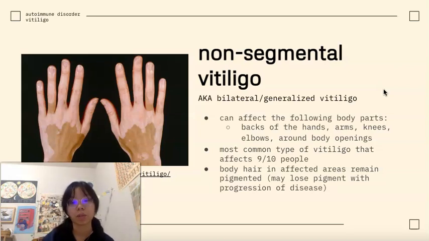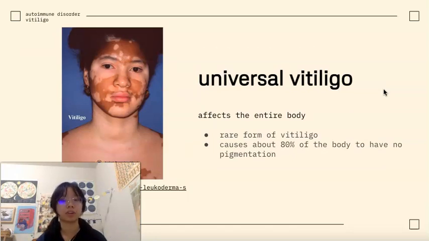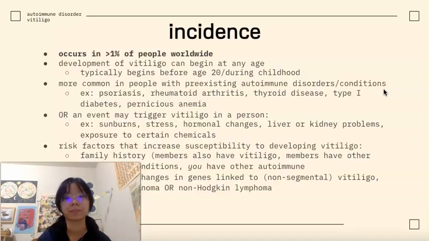Of course, over time with the progression of the disease, hair in the areas can start losing pigment, but generally no pigment loss. Finally, we have universal vitiligo, which is straightforward, simple, affects the entire body. It is also the most rare form of vitiligo and causes about 80% loss of pigmentation in your body.